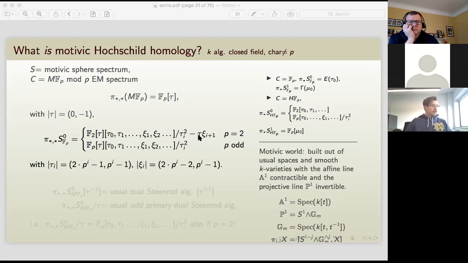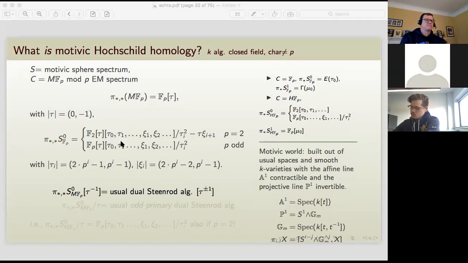And this is driven home to us very forcefully if we start either inverting tau or working mod tau. So if I set tau equal to 1, then I have exactly the usual stable homotopy situation. And if I invert tau, then I get the usual dual Steenrod algebra, as written up here, the Laurent polynomials on the usual dual Steenrod algebras.